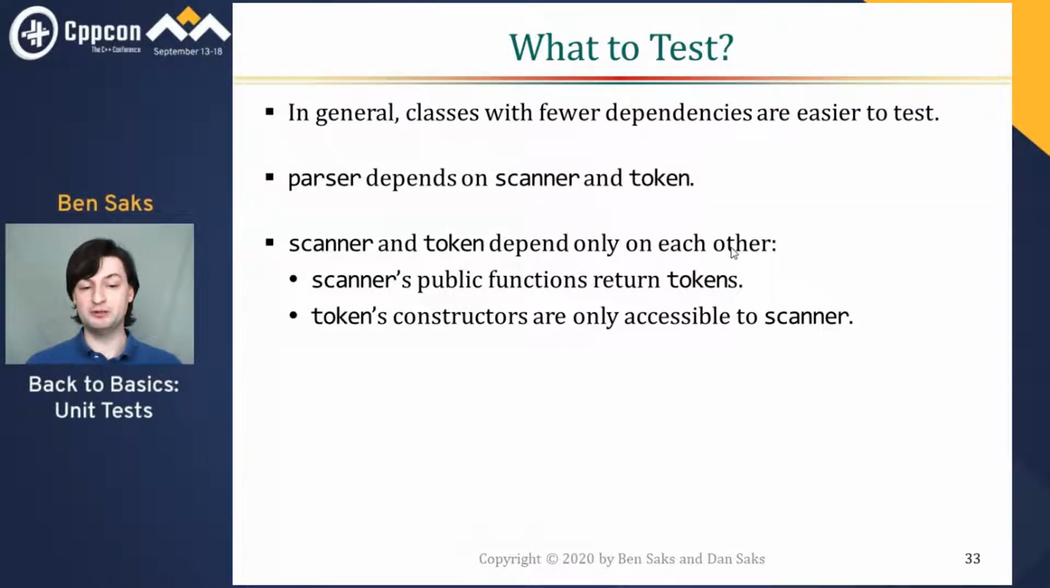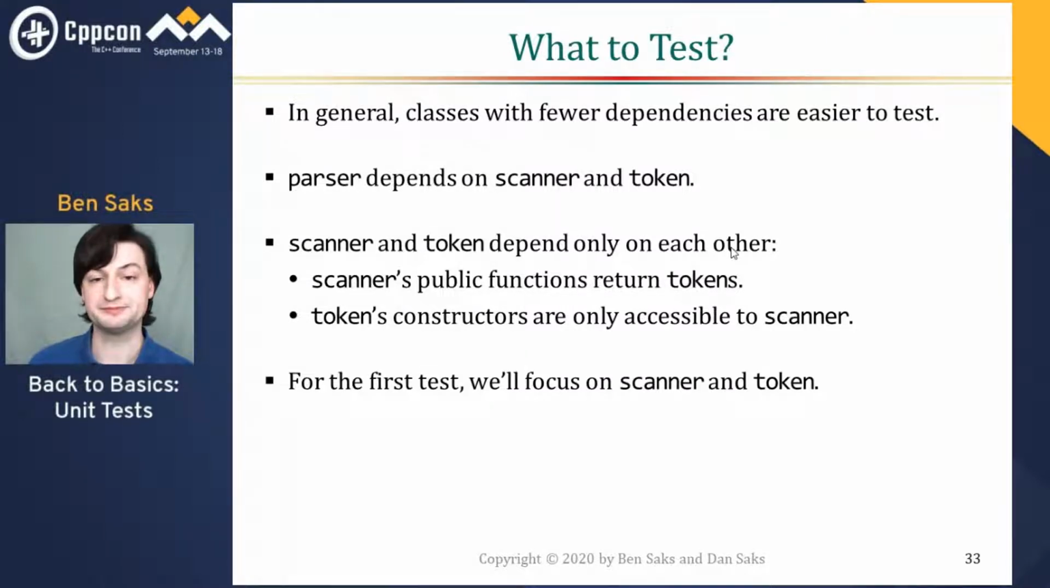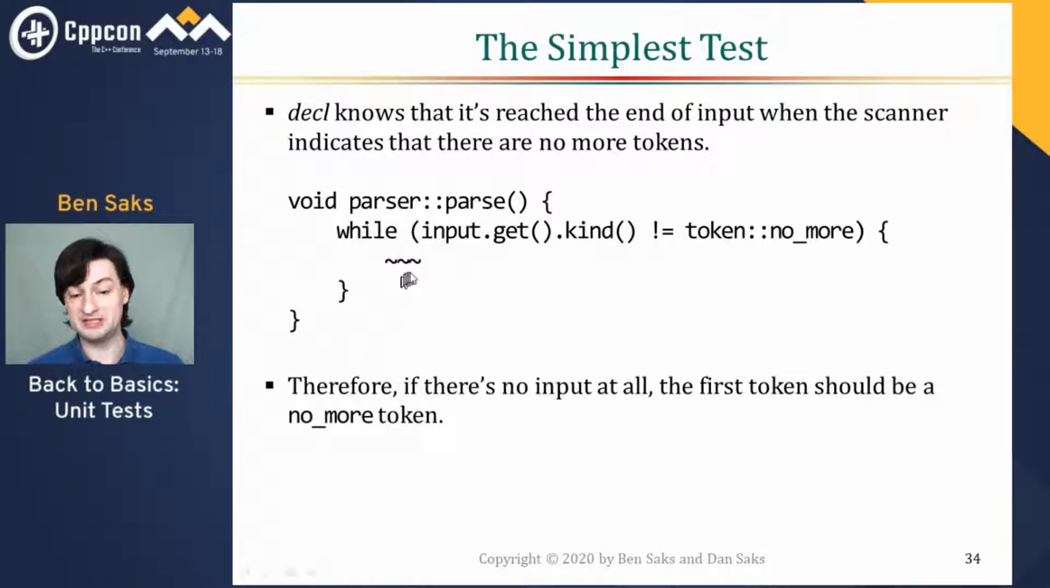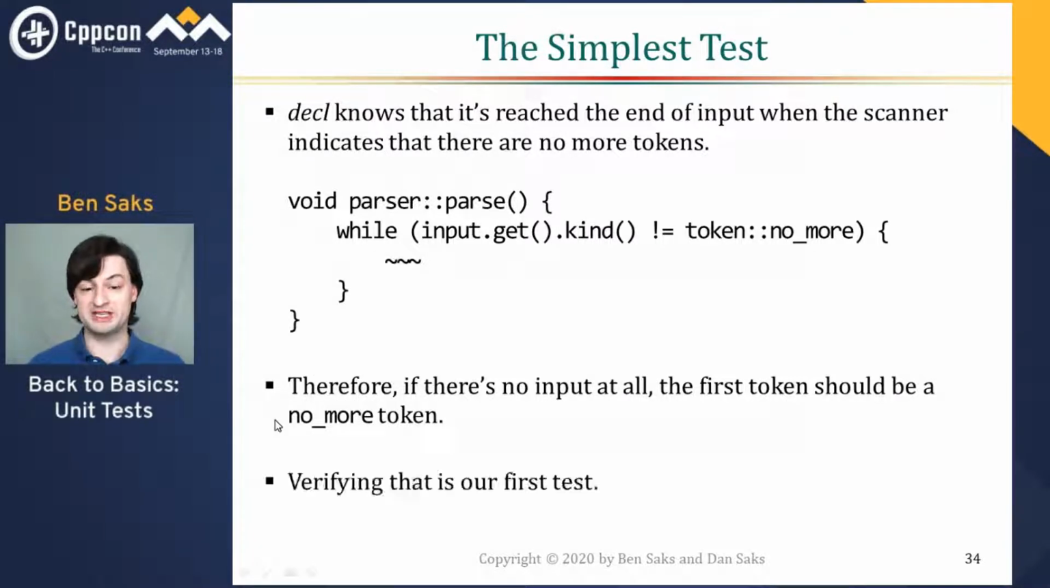It makes sense to focus our first test on the scanner and the tokens rather than on the parser, because they have fewer dependencies. So Decal knows that it's reached the end of the input when the scanner says there are no more tokens. That means the simplest possible test is if there's no input at all, the very first token should say there's no more input. That's our simplest test.